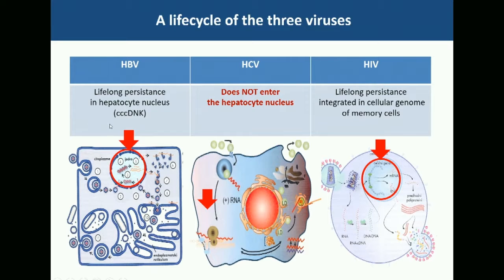In hepatitis B virus, the virus enters the hepatocyte. And during its life cycle, its replication, it also partially enters the nucleus. However, it goes out from the nucleus, but in the nucleus, a part of viral DNA remains, so-called cccDNA, covalently closed circular DNA.